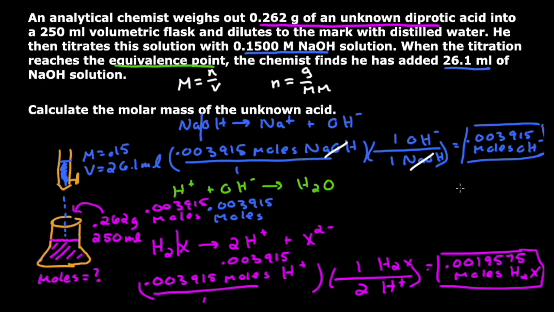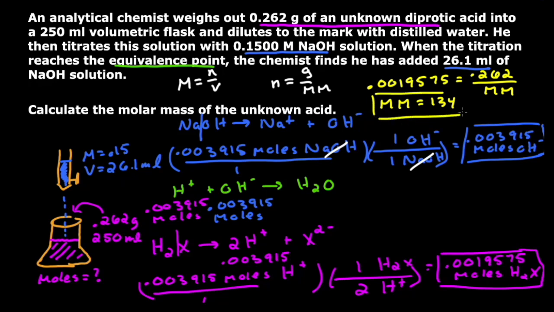And so I'm going to do this equation right here. I know that I'm going to get 0.001975, and that's going to be equal to the amount in grams, which is this 0.262, divided by the molar mass. And so when I solve this equation for the molar mass, I get that the molar mass is going to be equal to 134. And so the molar mass of this unknown diprotic acid is going to be 134 grams per mole.